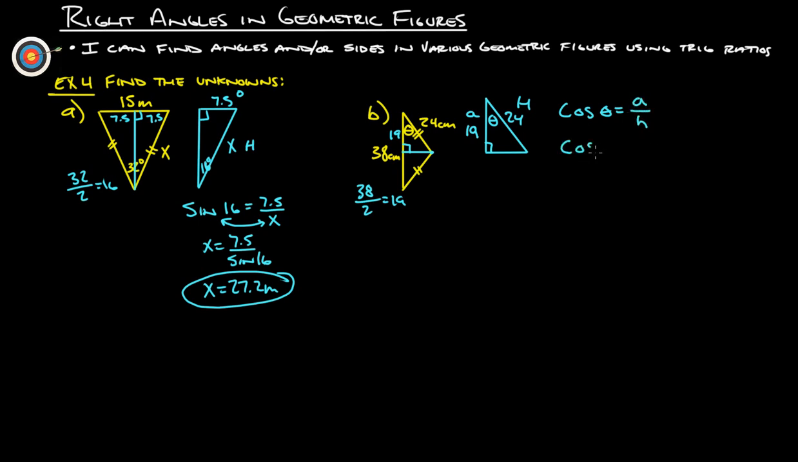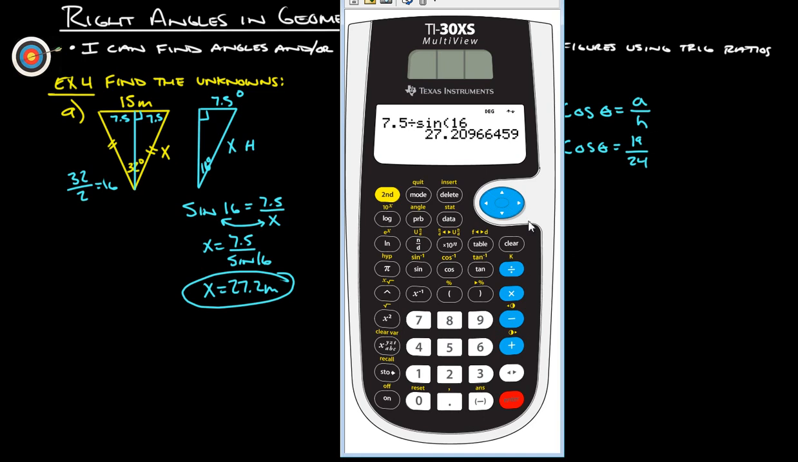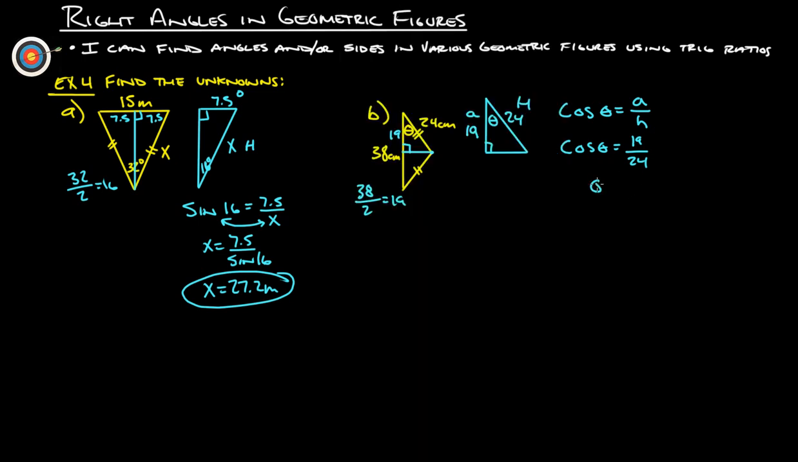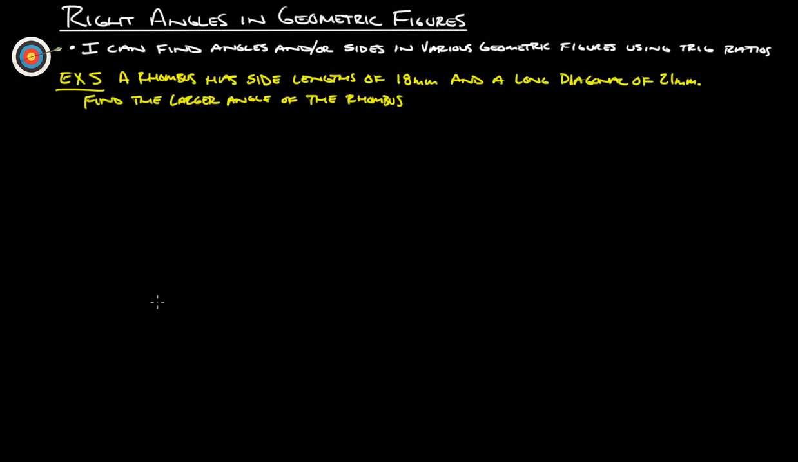So in this case here, cosine theta, the adjacent side is 19, hypotenuse is 24, and now we're going to calculate that. So remember, whenever we're looking for an angle, we got to do second cosine of, and then we do 19 divided by 24, and that will tell us that our angle is 37.65, so 37.7 degrees is the measure of that angle to the nearest three significant figures. Okay? Okay, let's look at some more here.